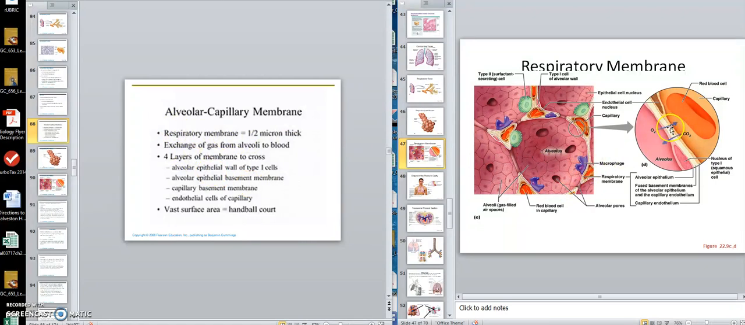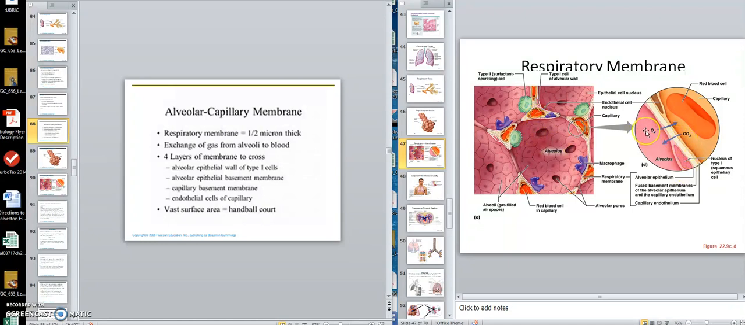Now, it's about a half micron thickness, 10 to the minus 6, about a half micron thickness between the blood and the alveolus. What do you go through? 4 layers. Alveolar capillary wall, type 1 pneumatocytes, the simple squamous. Then you go through the basement membrane. Then you go through the capillary basement membrane, and then the endothelium of the capillary. Sometimes they have the same basement membrane. So it's very thin, nice, very thin diffusion distance to go from there into the bloodstream to diffuse.